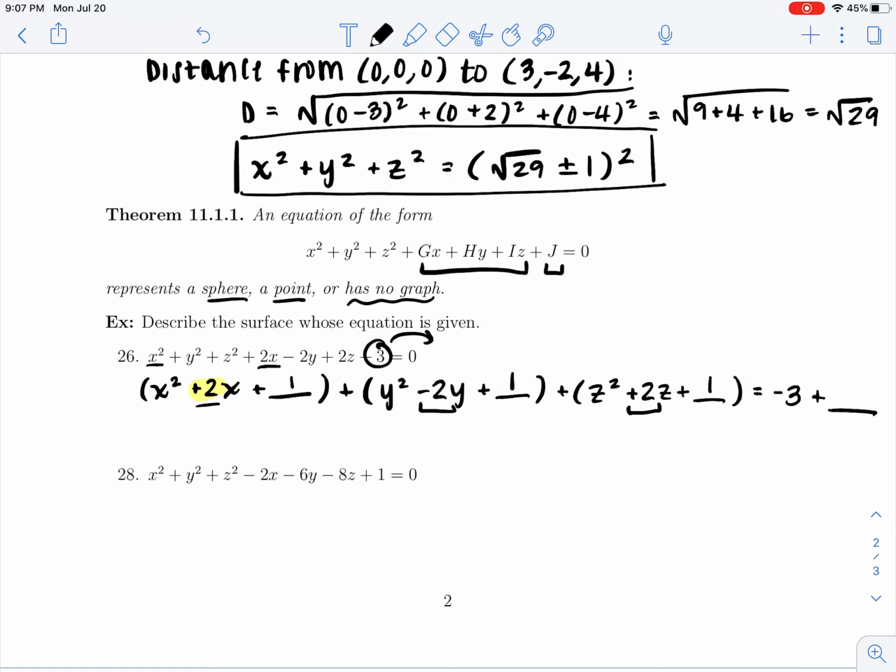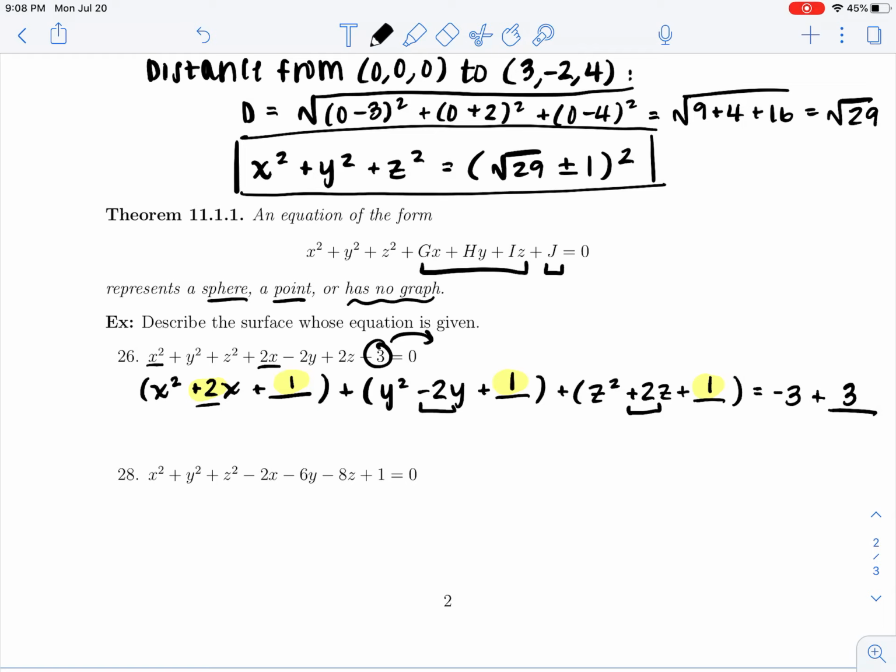Now, whatever I do to the left-hand side, I have to then do to the right-hand side. So what I ended up adding was 1 plus 1 plus 1. So in total, I added 3 to the left-hand side. So I also need to add 3 to the right-hand side.